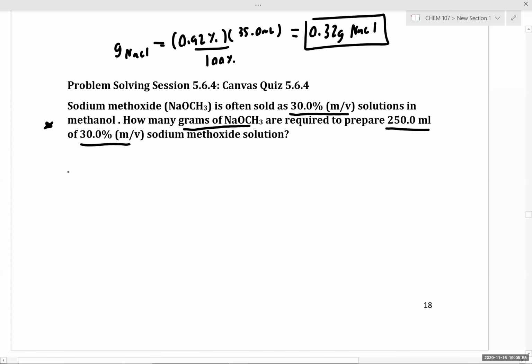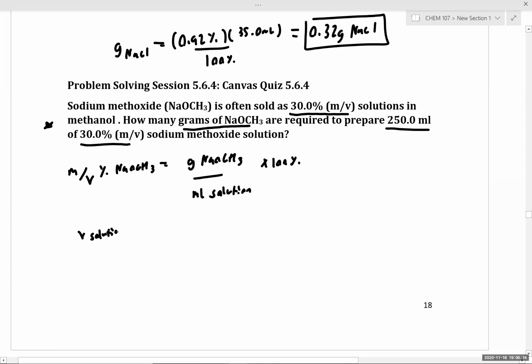Okay, so let's discuss this example. So we know that the mass over volume percent of sodium methoxide is equal to the grams of sodium methoxide over the milliliters of solution times 100%. We know that the volume of our solution is 250.0 mils. Okay, and we know our mass over volume percent is 30.0%.